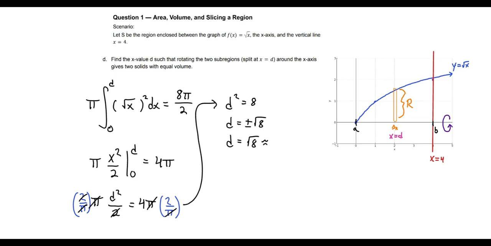And if you plug that into a calculator, that gives us around 2.828. So somewhere actually closer to 3, somewhere over here, is where we would have to draw the line to get 2 equal volumes.